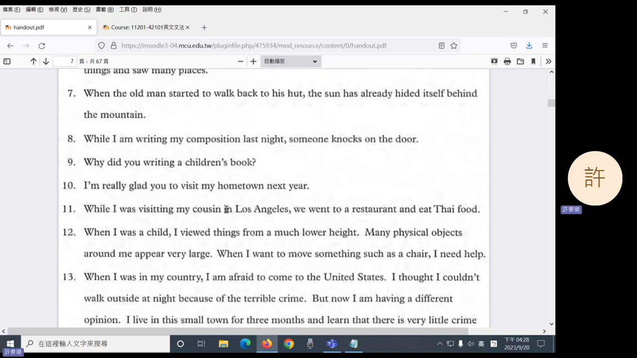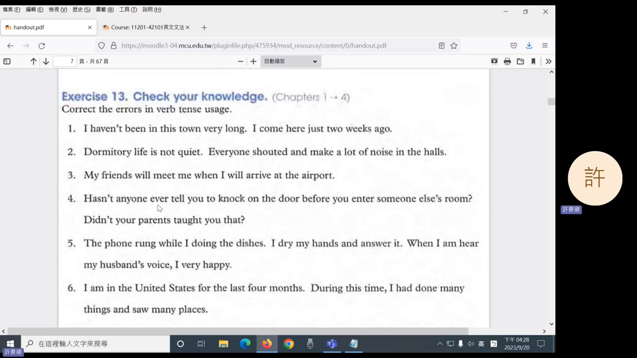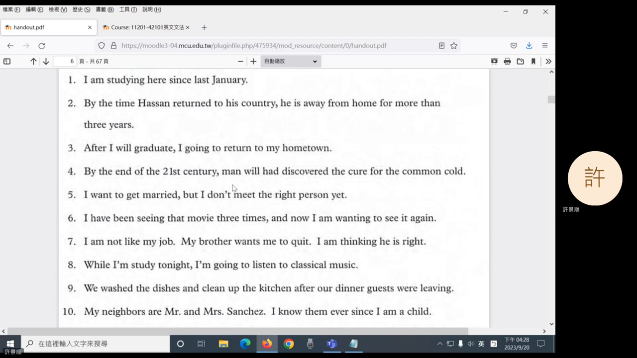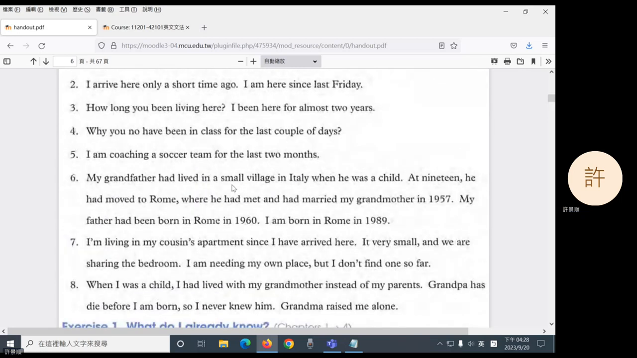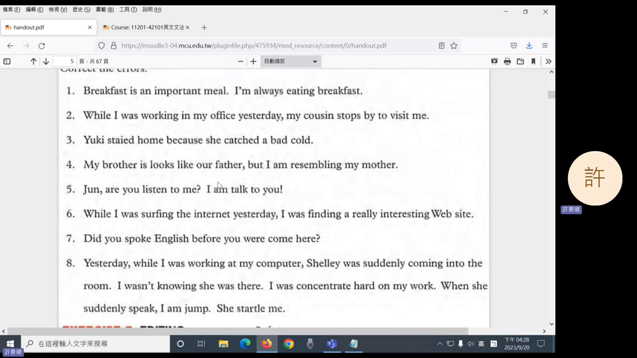I viewed things when I was there. We went to a restaurant. Yeah, okay. Right, so. Ah, okay, 我看懂了. I know what I was doing.